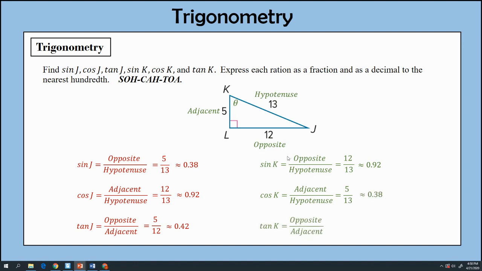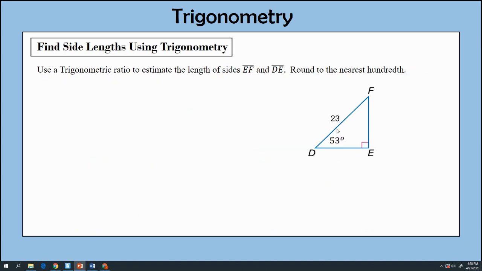And then finally, tangent of K is opposite over adjacent. So that's 12 over 5, and that's going to be 2.40. If we had to go to the nearest hundredth, it'd be 2.40. Okay, so that's our trig ratios for a right triangle working from both of the two angles that are there. Now, how do we use these to help us solve problems?